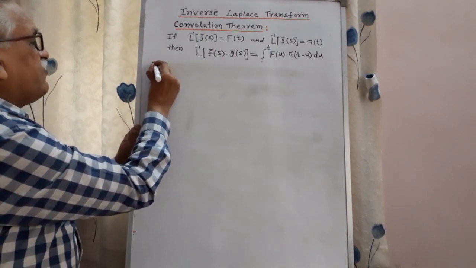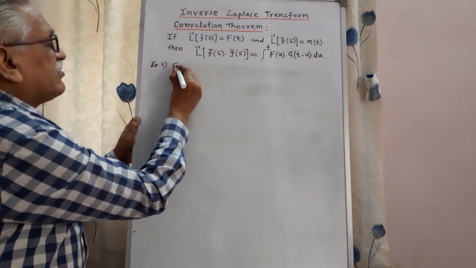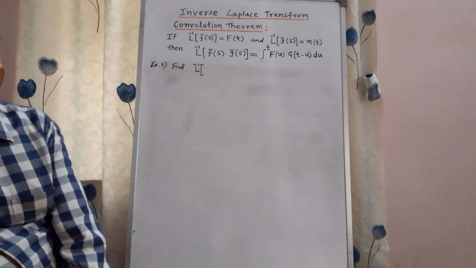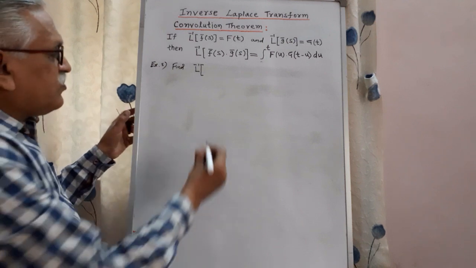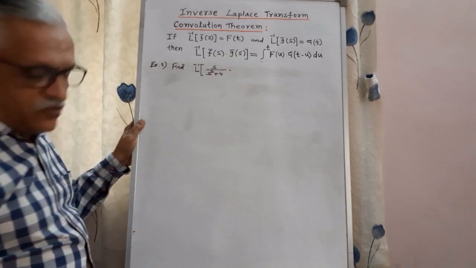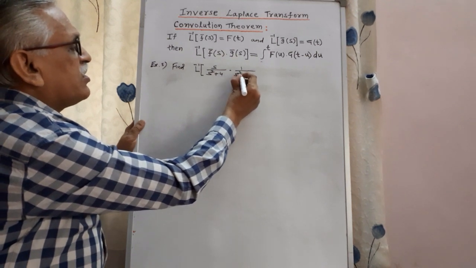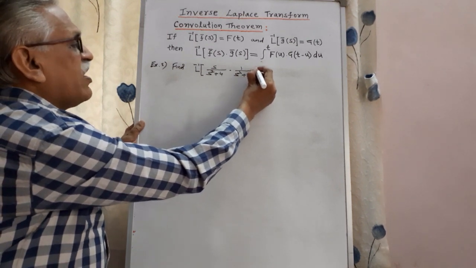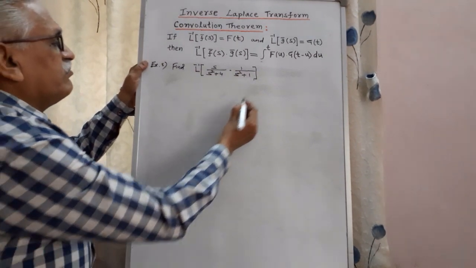Last example, number 5. Find inverse Laplace of s upon s square plus 4 into 1 upon s square plus 1. Okay, by convolution.